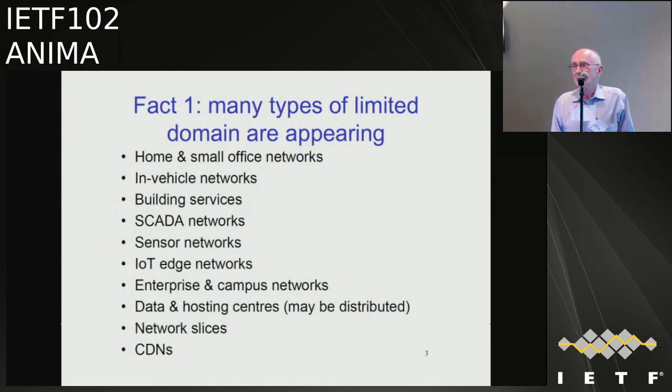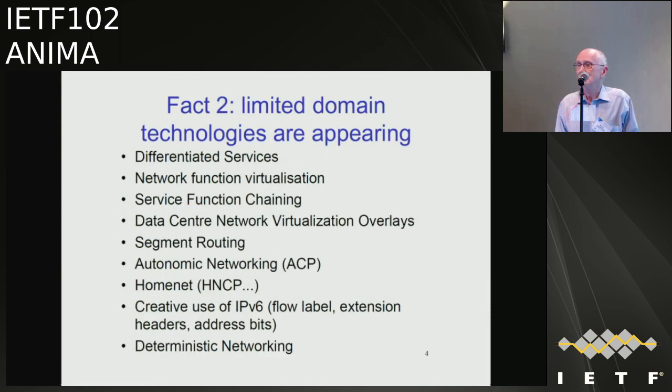So one fact that's undeniable, I believe, is that many types of limited domain are appearing in the internet. Home networks, office networks, vehicle networks, building services networks, SCADA networks in general, sensor networks, any kind of edge network in the IoT, enterprise networks, campus networks, data centers, hosting centers. By the way, those in particular, but in fact almost any of these networks can be distributed. Network slices are limited domains, and content delivery networks, and there are probably other examples. This is just to make you realize that limited domains in the internet are very common.